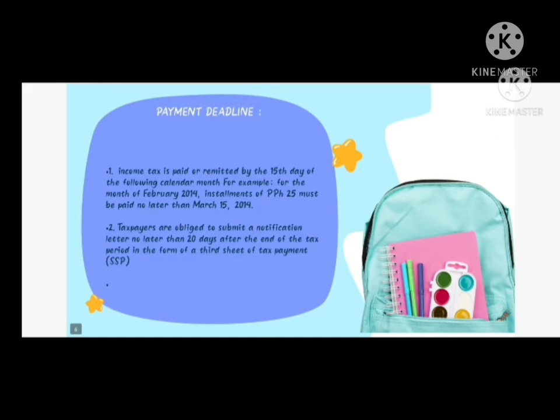Okay, now we are going to talk about payment deadline. The first one, income tax is paid or remitted by the 15th day of the following calendar month. For example, for the month of February 2014, installment of PPH 25 must be paid no later than March 15, 2014.